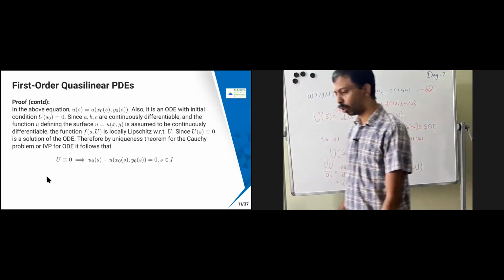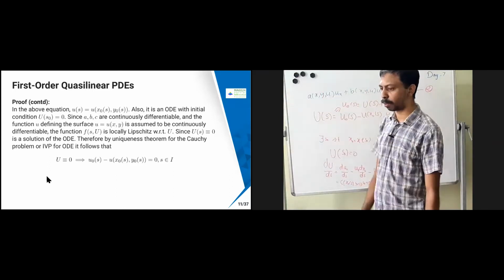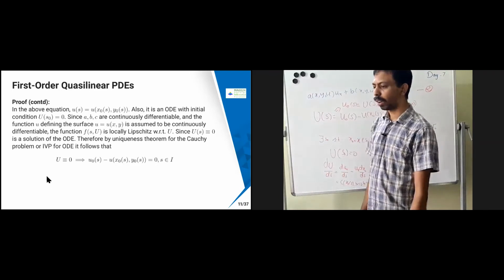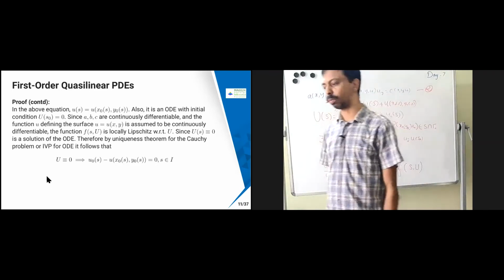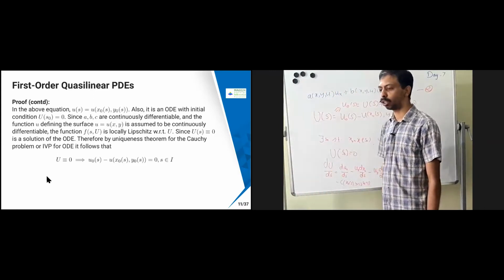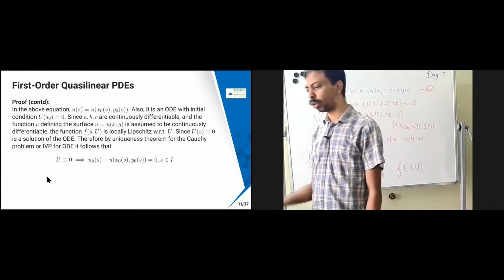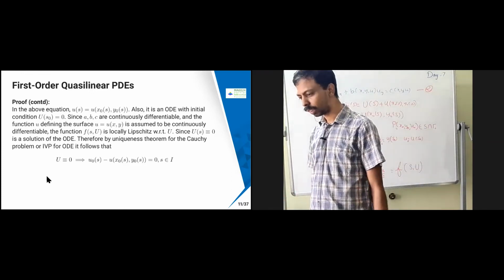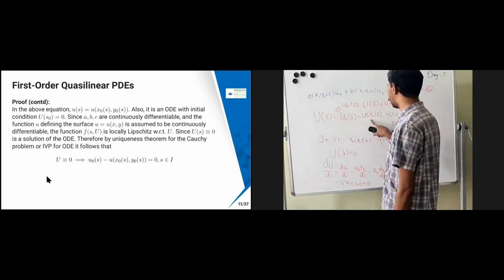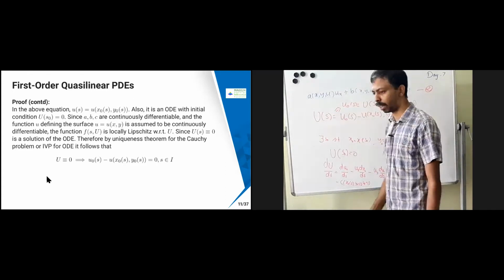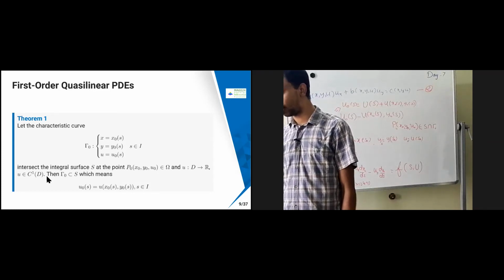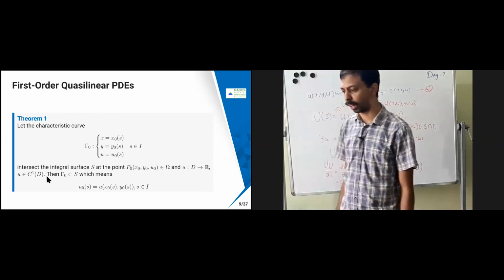Now, u of s equal to 0 is also a solution. You just substitute u of s equal to 0 here, and that is also a solution. Therefore, because of the existence and uniqueness theorem in ODE, we get that u is identically equal to 0. That means u naught of s equals u of x naught of s comma y naught of s. That's what we are expecting.